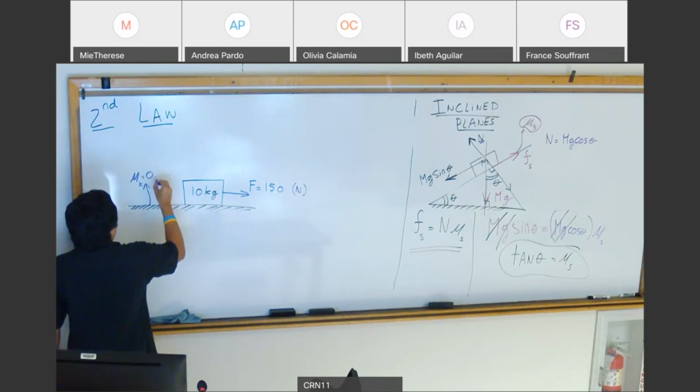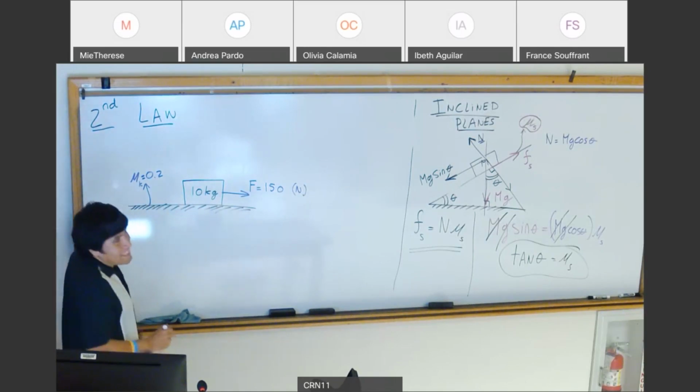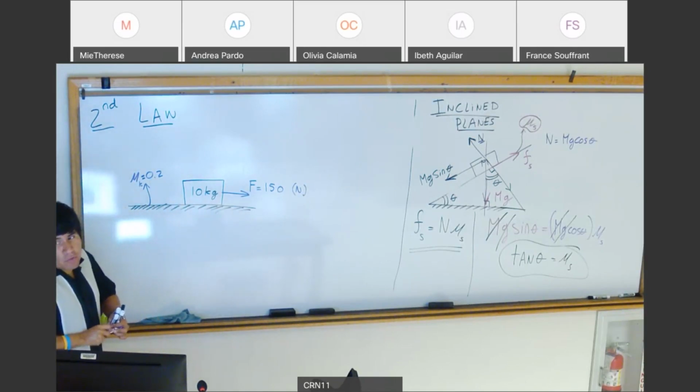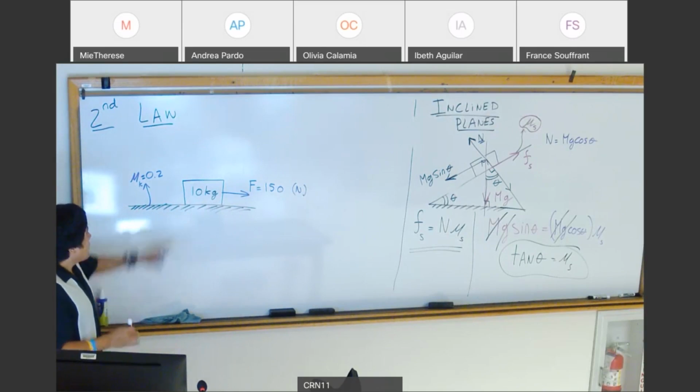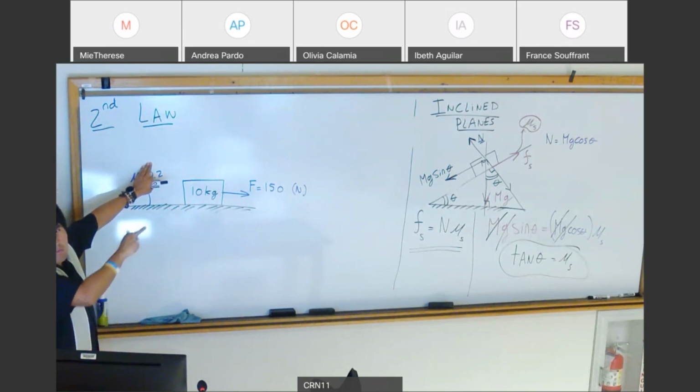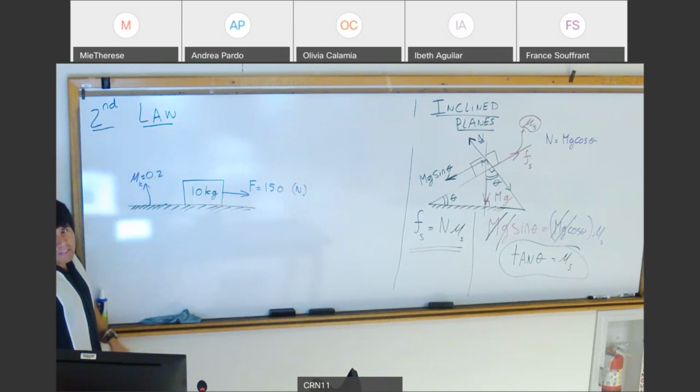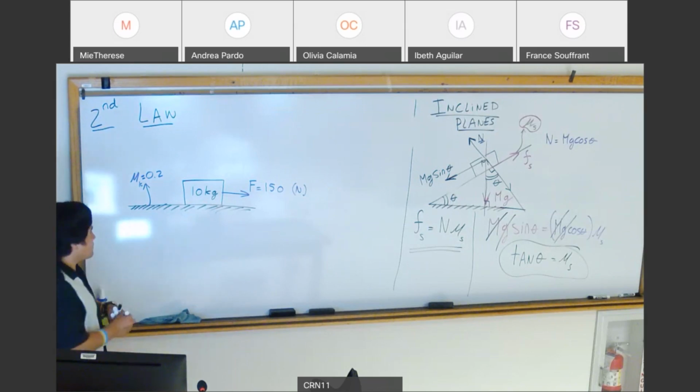The problem is asking you to find the acceleration of this body if there is friction with mu kinetic equals 0.2. So the coefficient of kinetic friction is 0.2. So that will be a problem that you could get in a test. So let's see how you will address it. All right. If there was no friction, force divided by mass will give you the acceleration, so 15 meters per second squared. But because there is friction, it should be less. Let's see how much less.